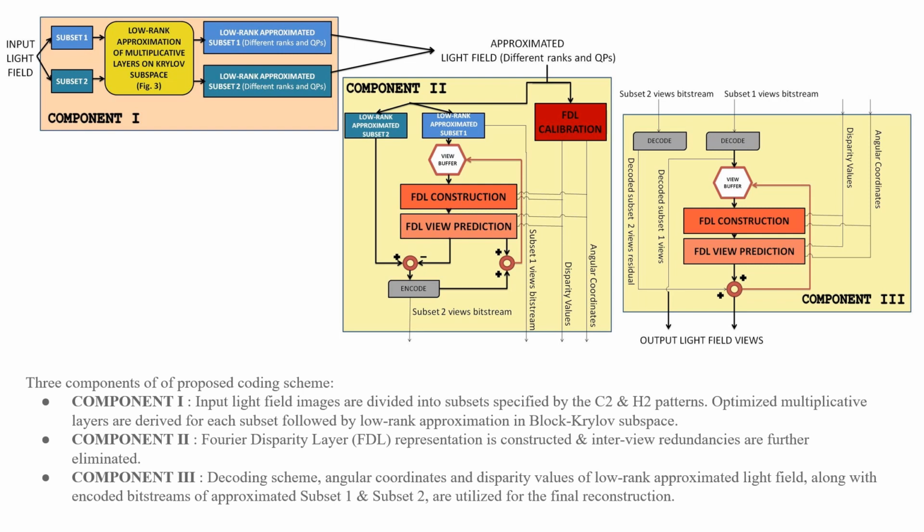Our decoding scheme is depicted in component 3. The angular coordinates and disparity values of the low-rank approximated light field, along with the encoded bit streams of the approximated subsets 1 and 2, are utilized for the final reconstruction of the entire light field.